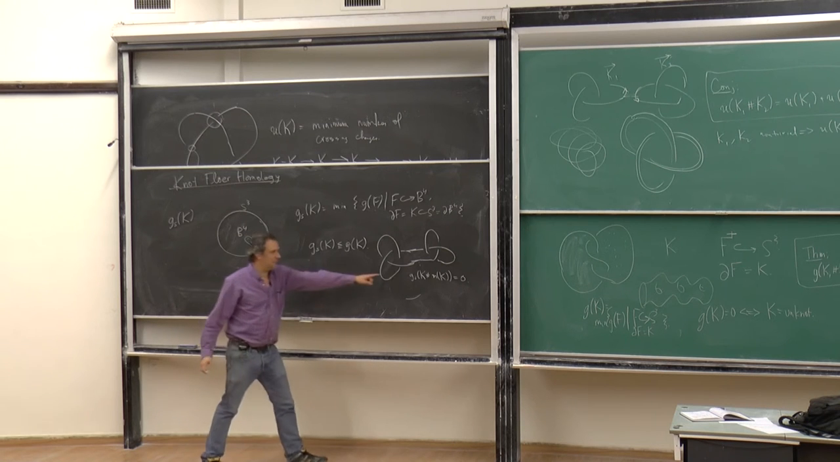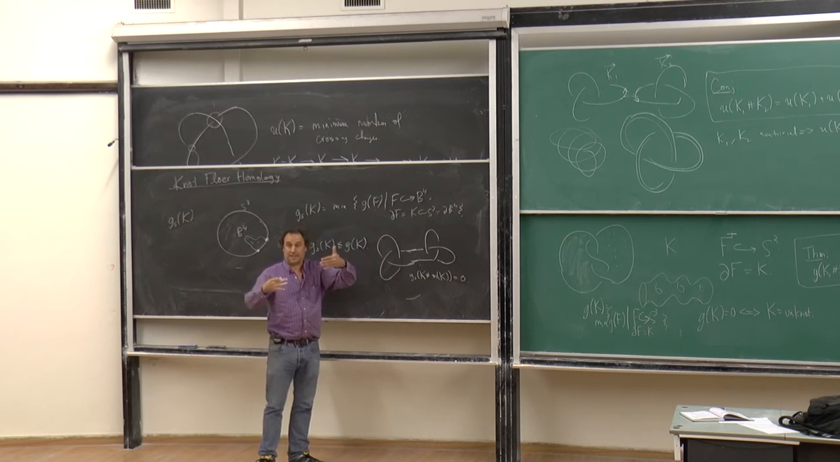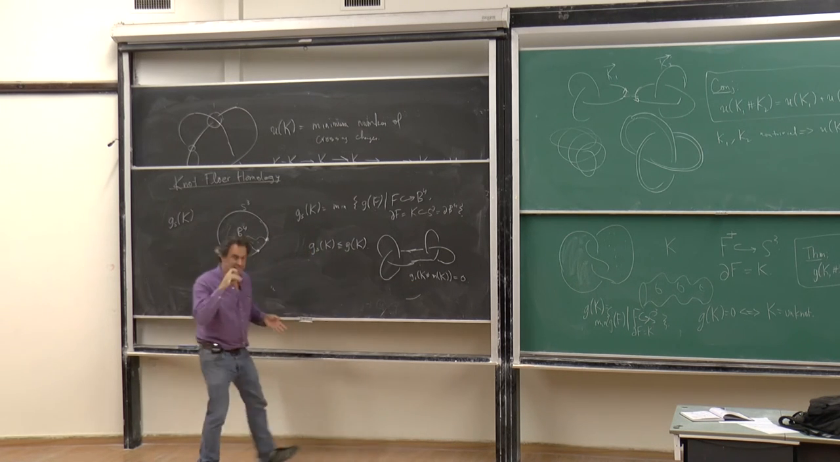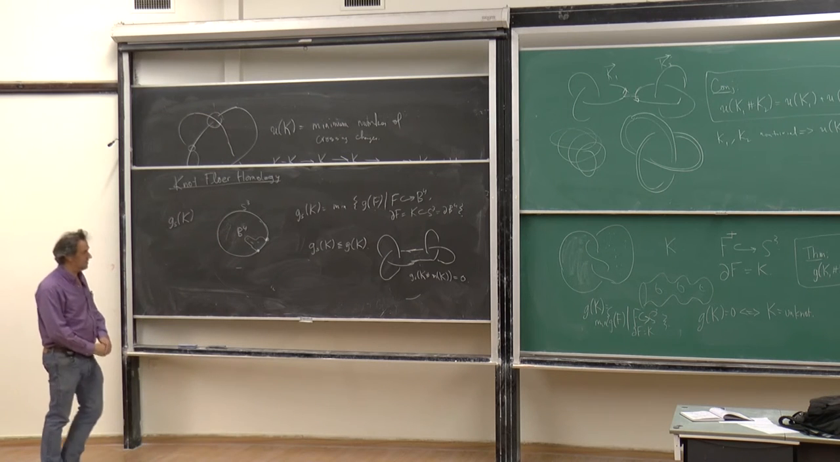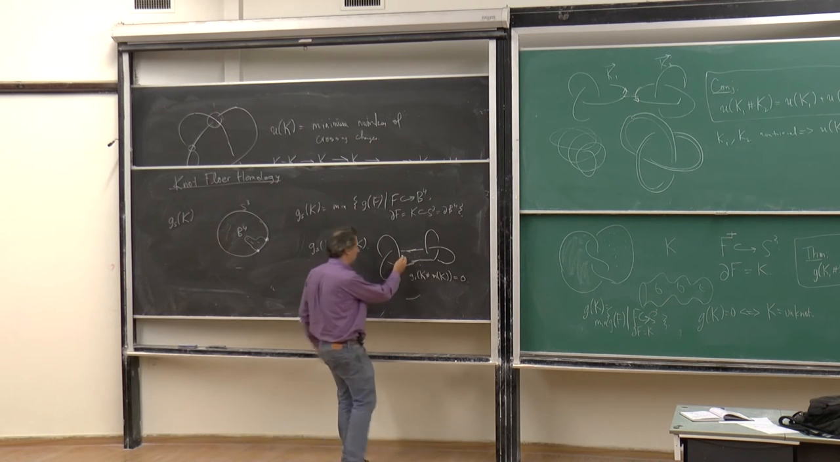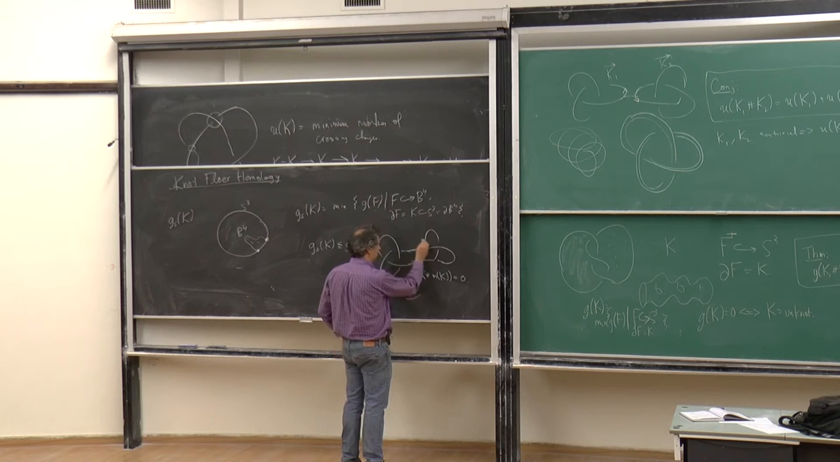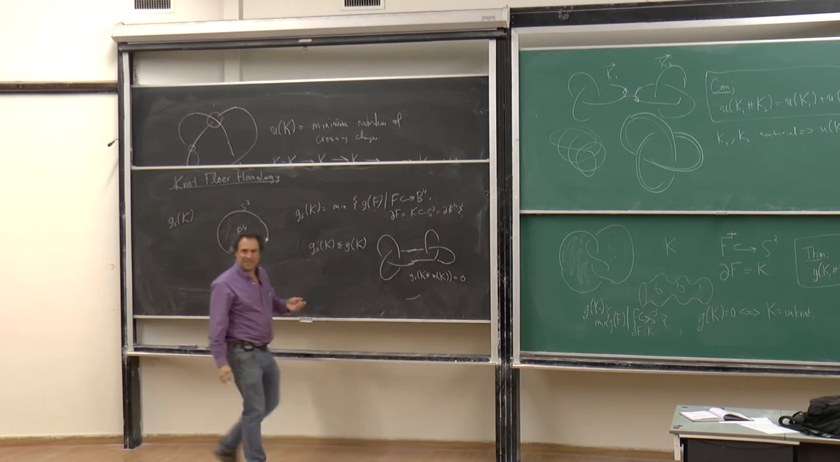And in fact, this is true for any knot. If we take any knot and you reflect it and connect some with itself, you always get something that bounds a slice disk. So if you're having a hard time visualizing it, start like this and keep doing it.